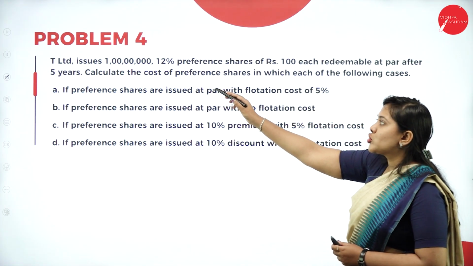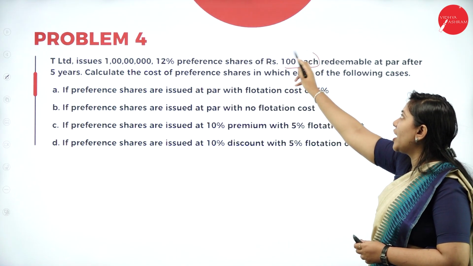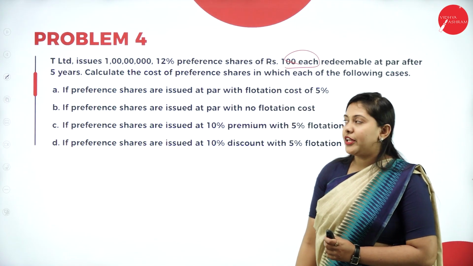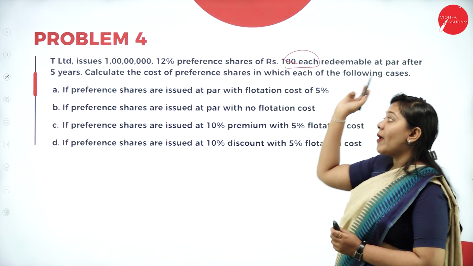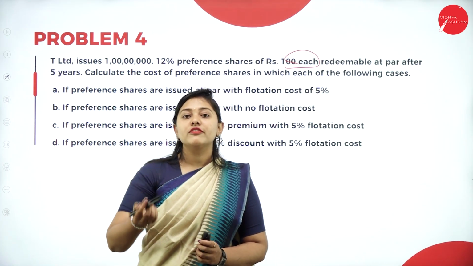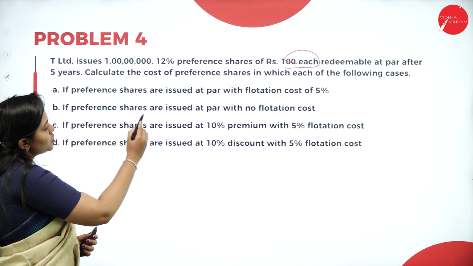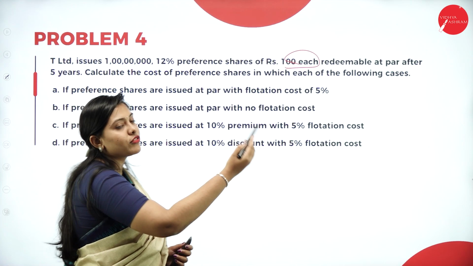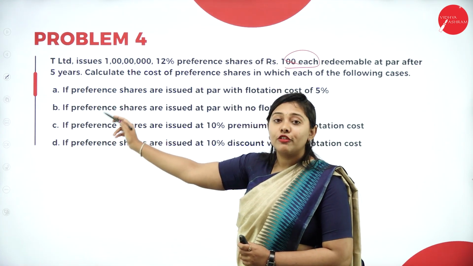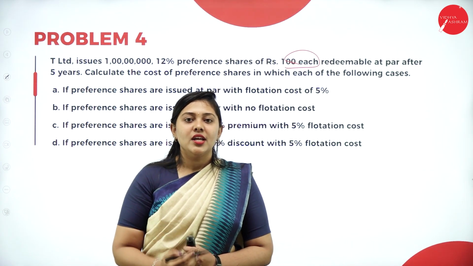T Limited issues 1 crore 12% preference shares of rupees 100 each. Net proceeds 100, and 12% is the dividend. Redeemable at par. So after 5 years, you're redeeming at par itself. Calculate the cost of preference share in each of the following cases. There are 4 different cases given and all the 4 cases are to be discussed.